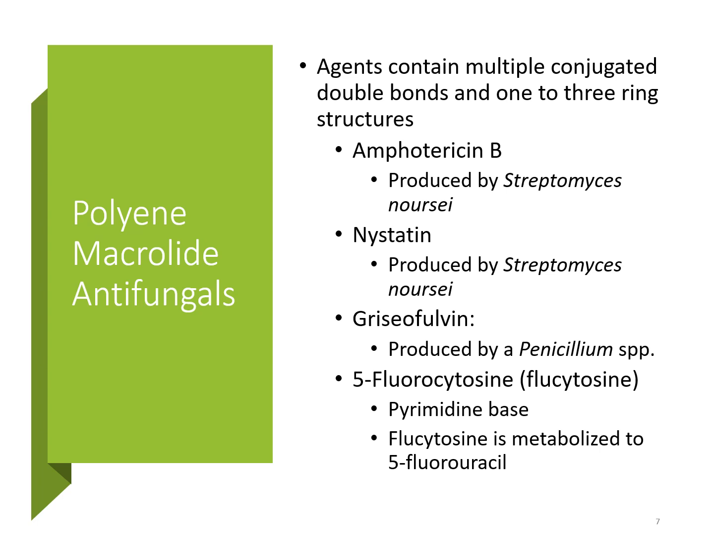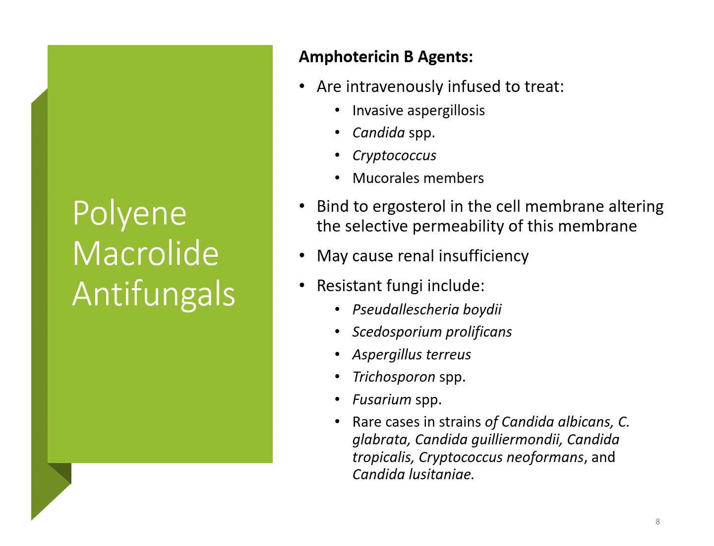And we also have 5-flucytosine, which actually is metabolized to the product that is used. Amphotericin B is used to treat invasive Aspergillus, Candida, Cryptococcus, and the Mucorales. It acts on the cell membrane of the fungi. And there are several organisms that are resistant to this particular antifungal.